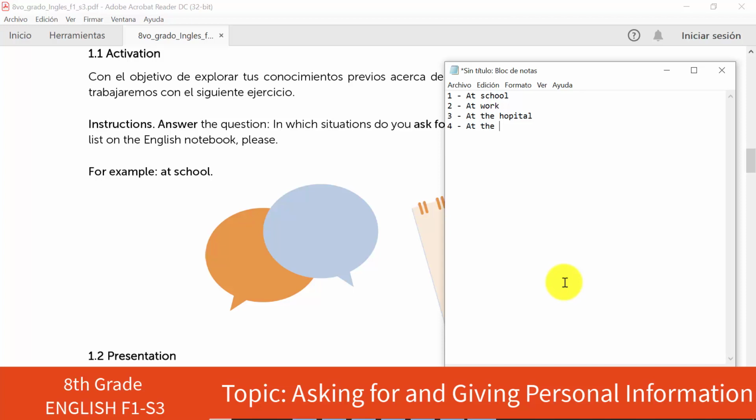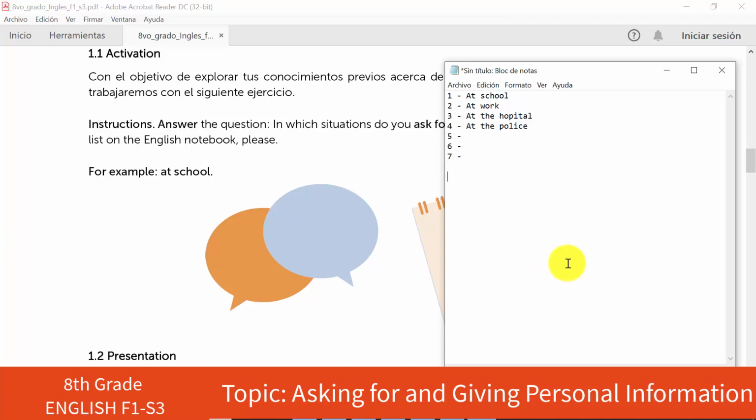at the police, yes. For example, if the police stops you and they ask for personal information, what's your name? Where do you live? You have to give personal information, okay? Si te detiene la policía y te preguntan, you have to give your personal information. Think about another example y ponlos o escríbelos in English, okay? Piensa sobre más examples, más situations in which you are asked for personal information y la escribes, okay?